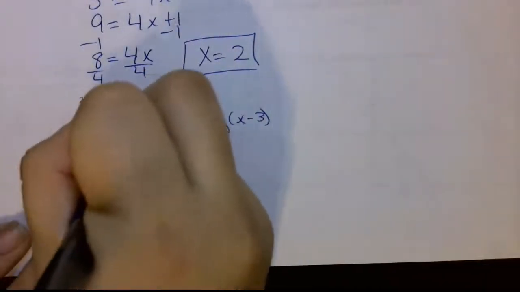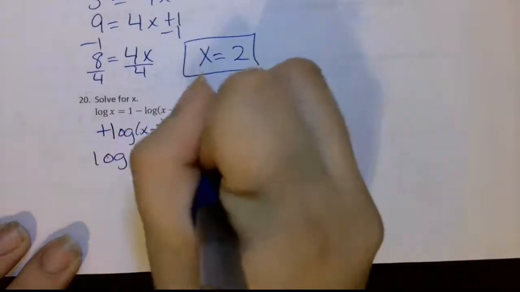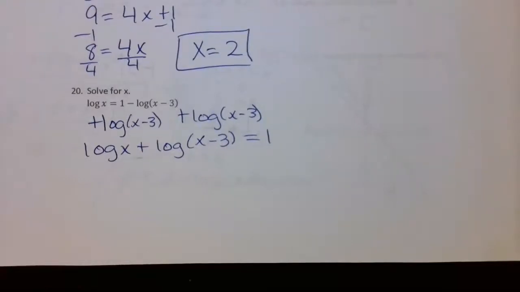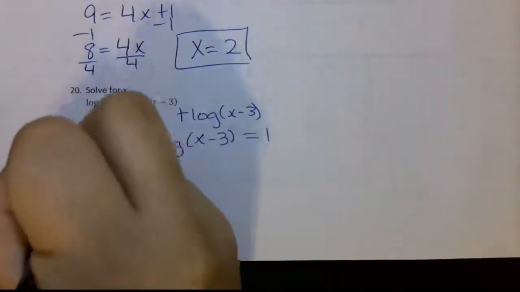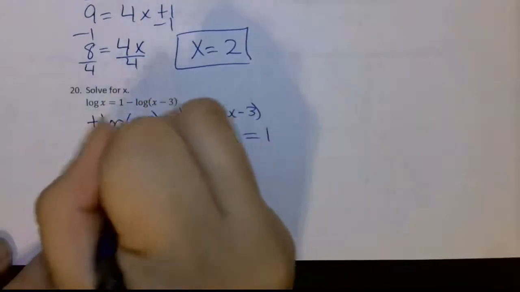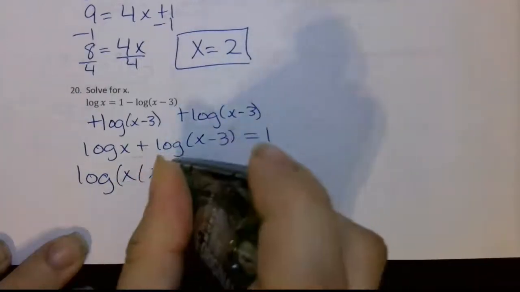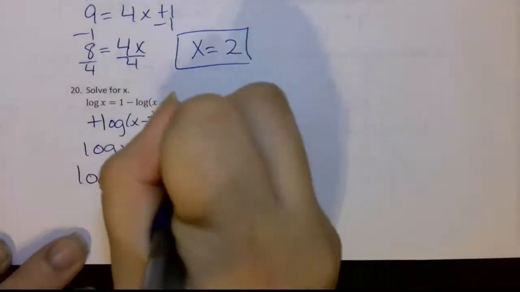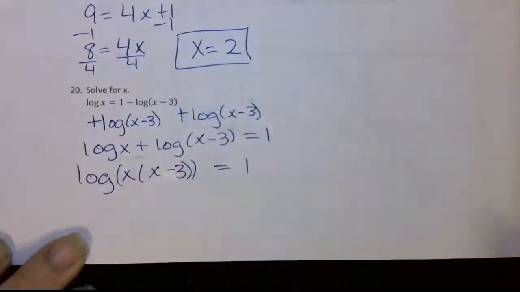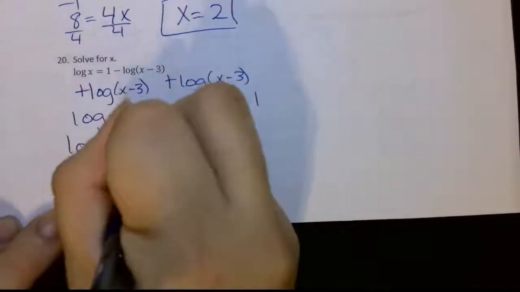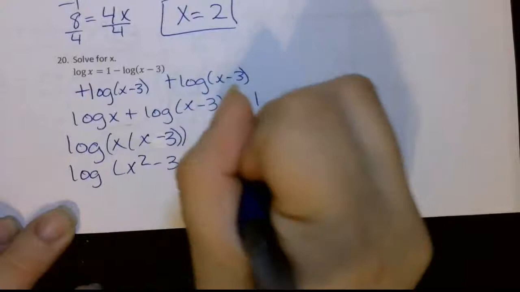On the right, I have log x plus log x minus 3 equals 1. Then I want to use logarithmic properties to rewrite the left side. So to do that, I multiply because there's a plus sign in between. So I have log, then I'm going to have x times x minus 3, equals 1. I'm going to re-multiply. I have x squared minus 3x equals 1.